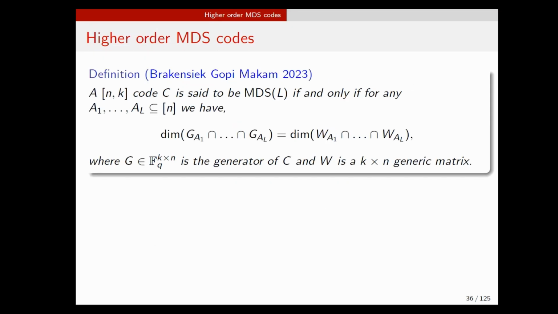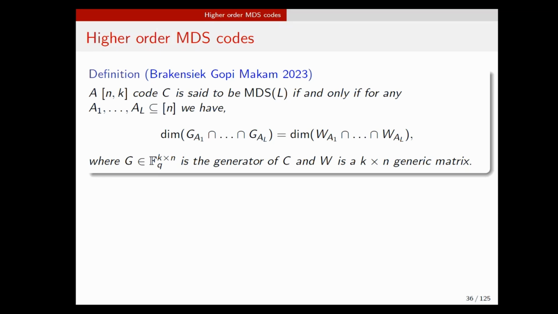So basically, we'll say a code is higher order MDS when it satisfies the same kind of subspace intersections which a completely generic matrix would satisfy. Okay, so an (n, k) code is going to be called MDS_L. L is the higher orderness of the MDS code, when, if you look at the generator matrix of that code, it satisfies the following.